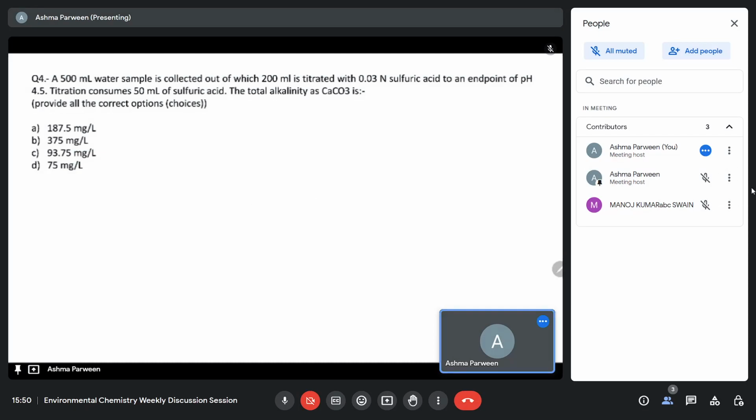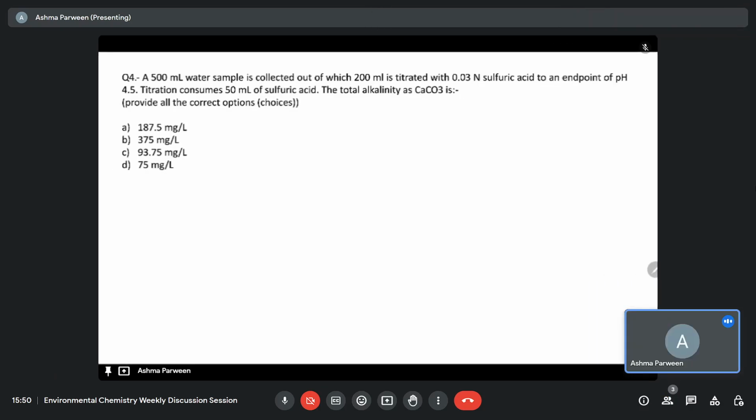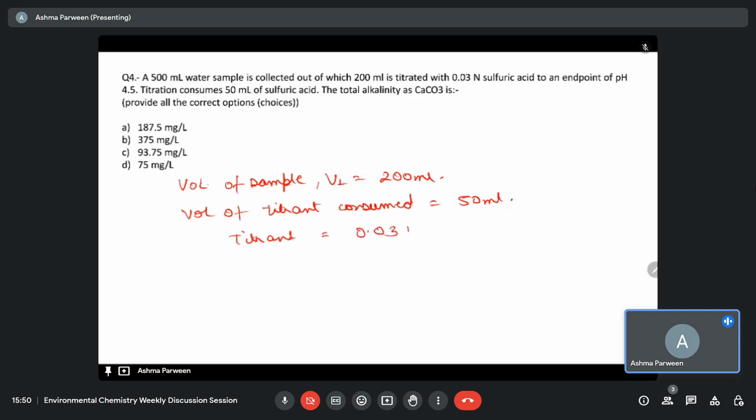So let's see how to solve this question. At the end point, we have the volume of sample taken as 200 ml. We are given the volume of titrant as 50 ml, and the titrant is 0.03 normal H2SO4.